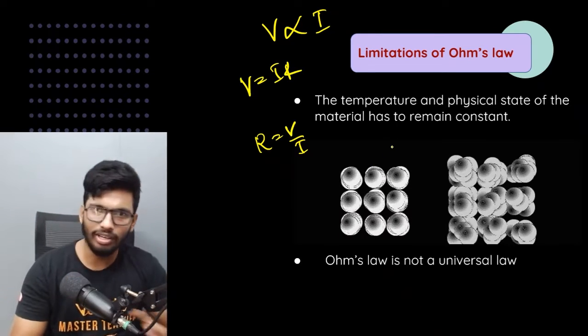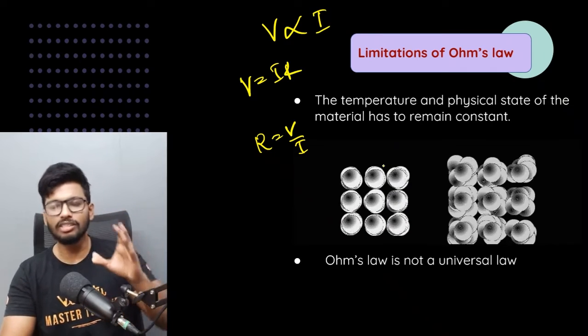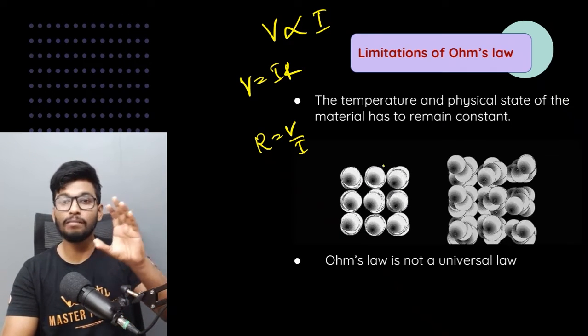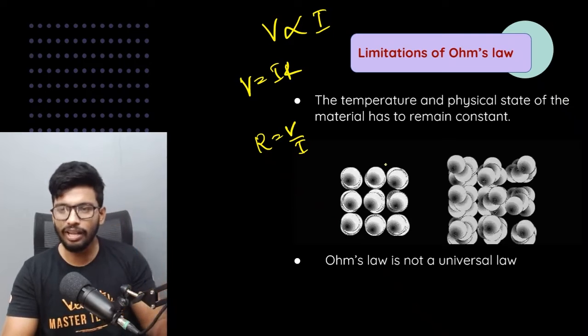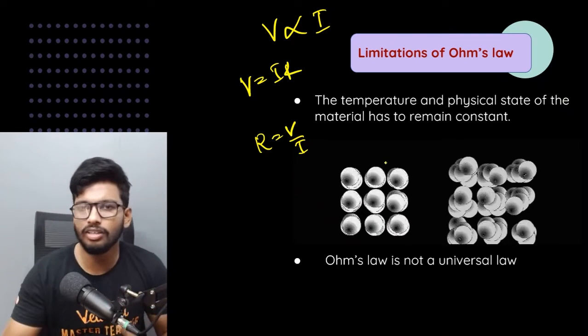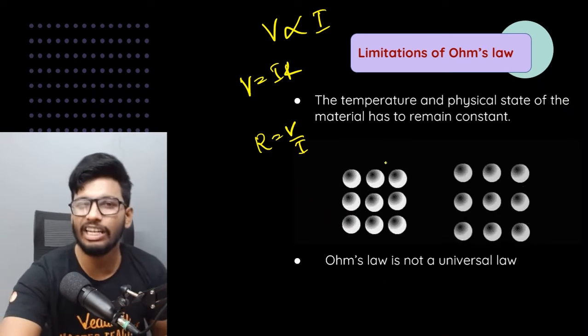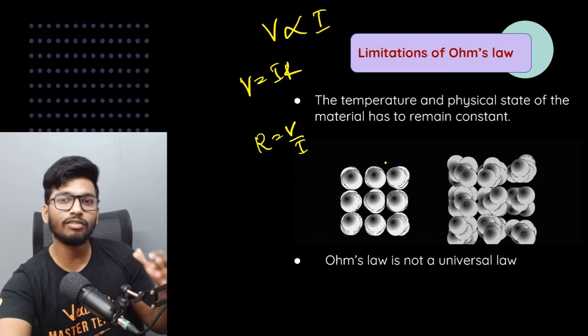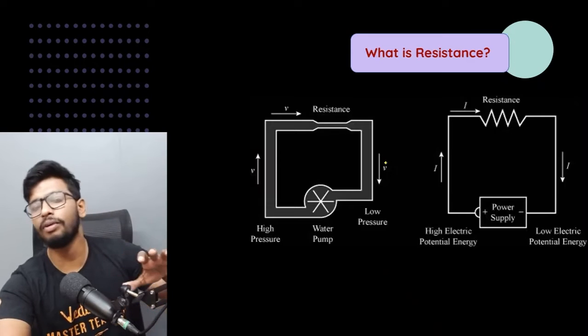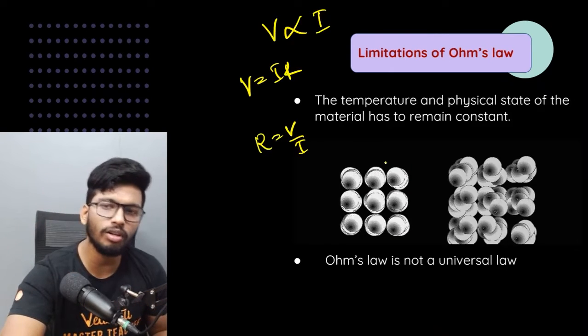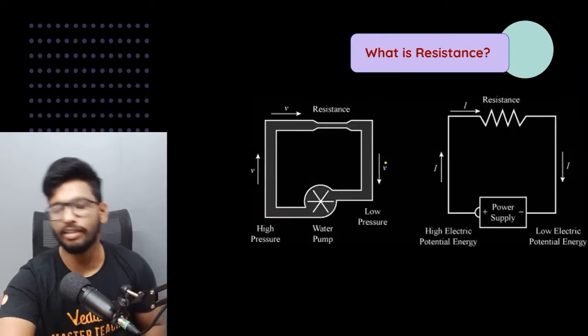I'll tell you more about it as we go ahead, but please remember this, guys. Ohm's law does not hold true if the temperature is not constant. If the temperature is varying, then the particles or the electrons will gain more energy, and because of that, Ohm's law does not really hold true. Any device that follows Ohm's law is called an ohmic conductor. Anything that does not follow Ohm's law is called a non-ohmic conductor.